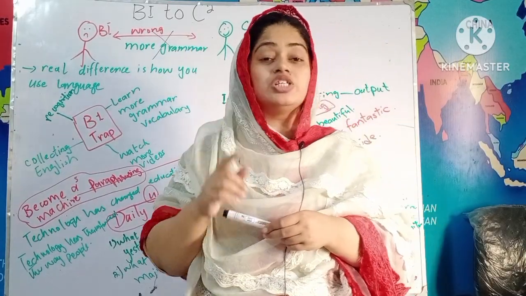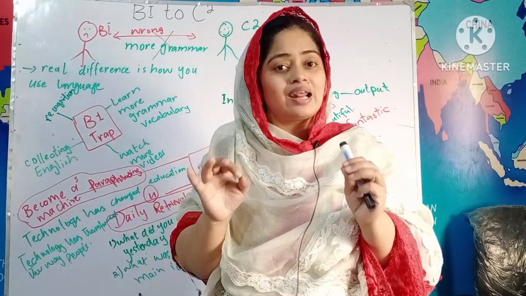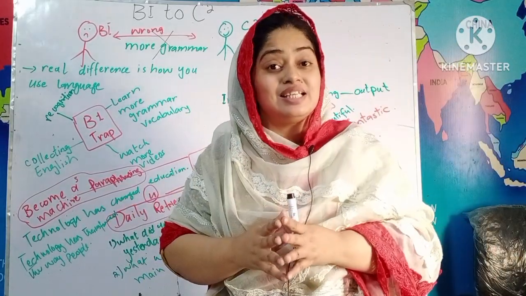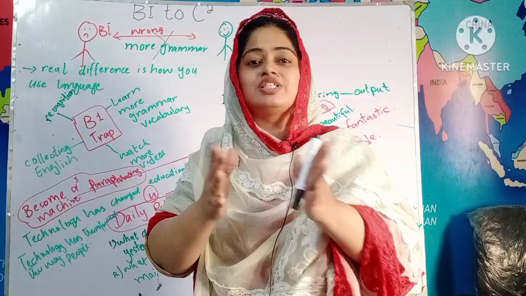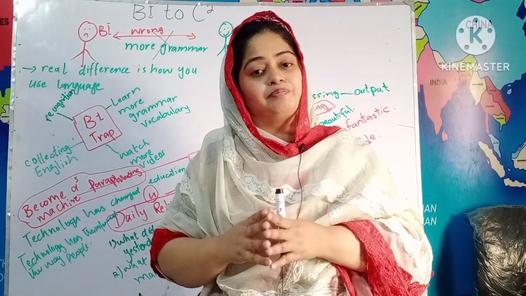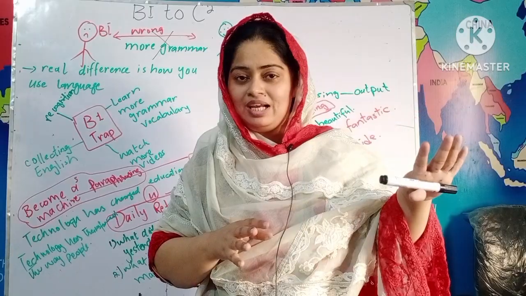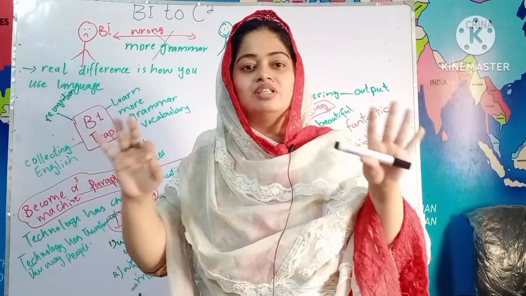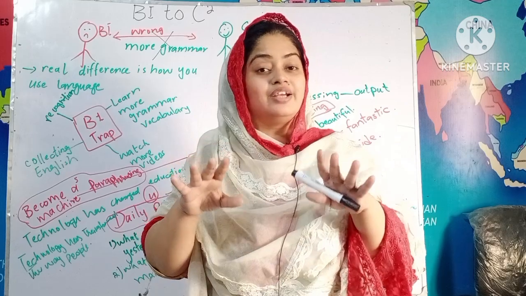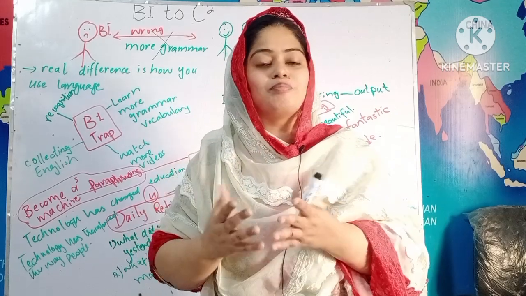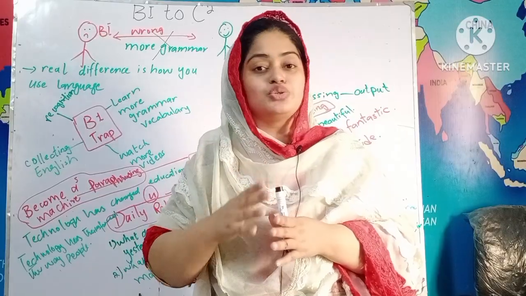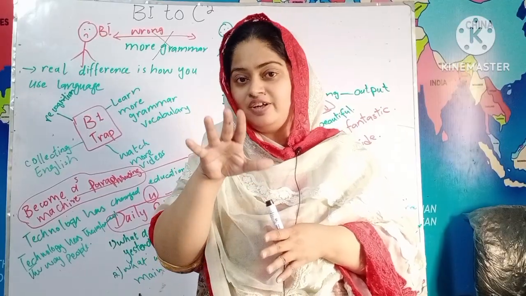This methodology is wrong, and we have to analyze all those methods, 5 rules, which can easily make your way towards C2 level. First of all, we will discuss the way B1 level and C2 level students and learners are different, because they are different in their approach, in their methodology. They are different in how they are using the language. This is the main difference.